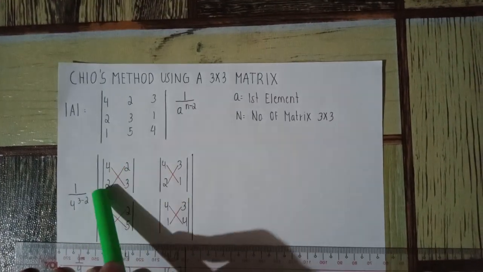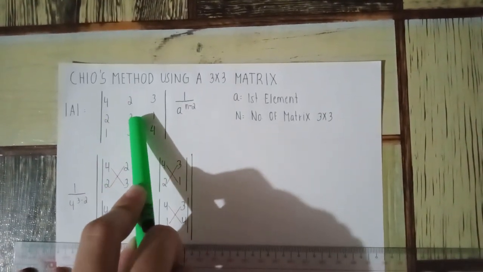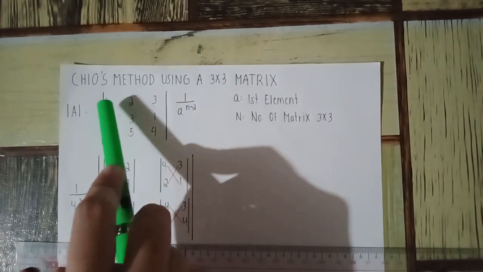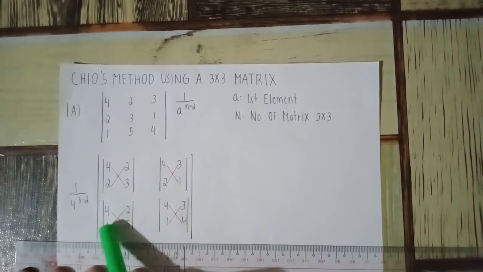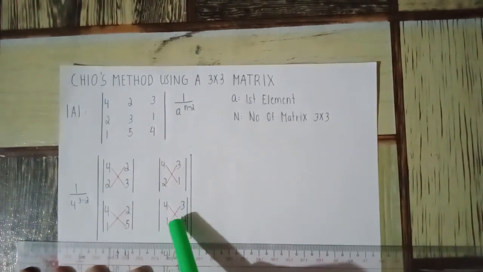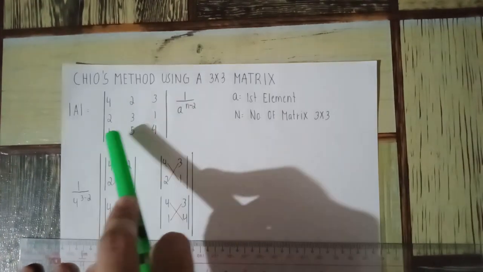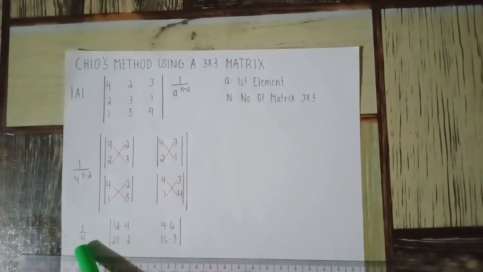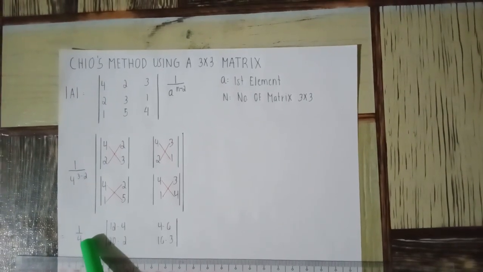Next, 4, 2, 2, 3, the first row and the second row. Same as the next one, 4, 3, 2, 1. Next is 4, 2, 1, 5, the first row and the last row. Same as the next one, 4, 3, 1, 4. And the next step is 1 over 4 because 3 minus 2 is 1, so 1 is automatic.